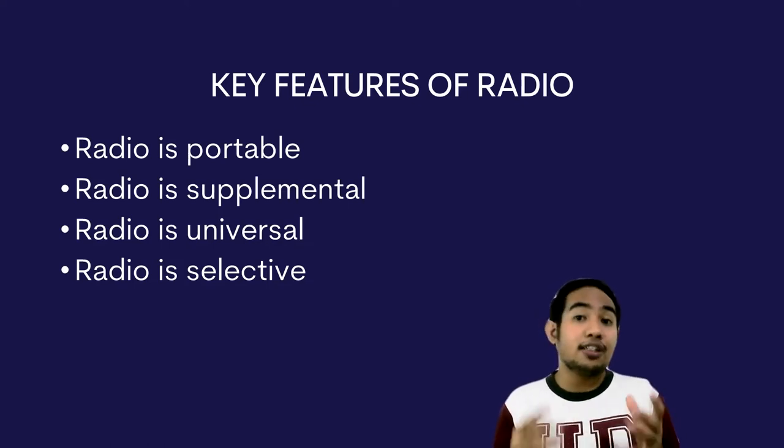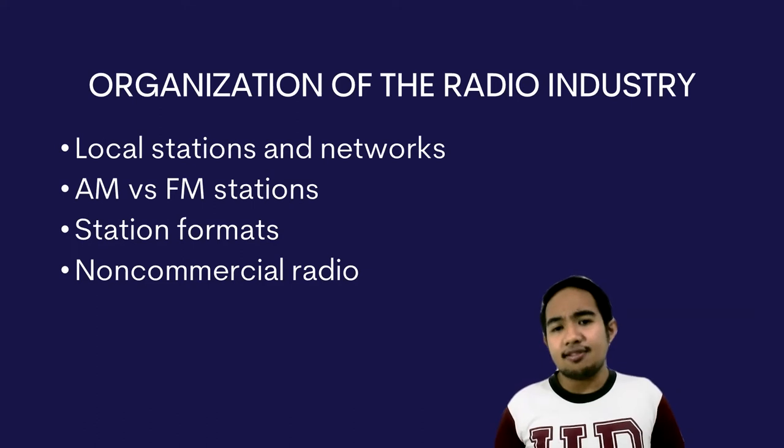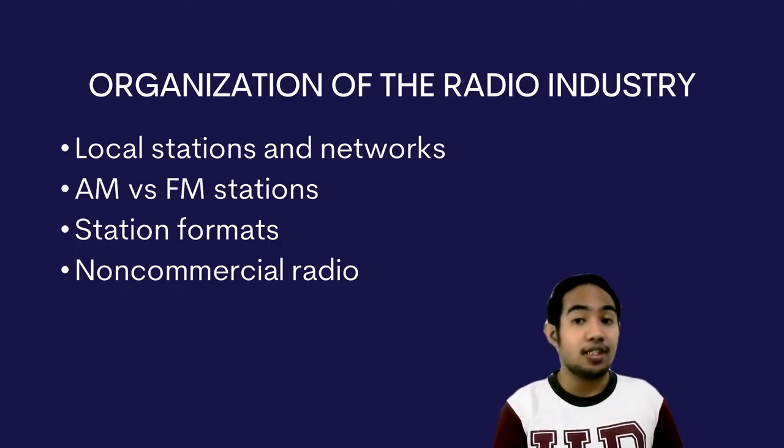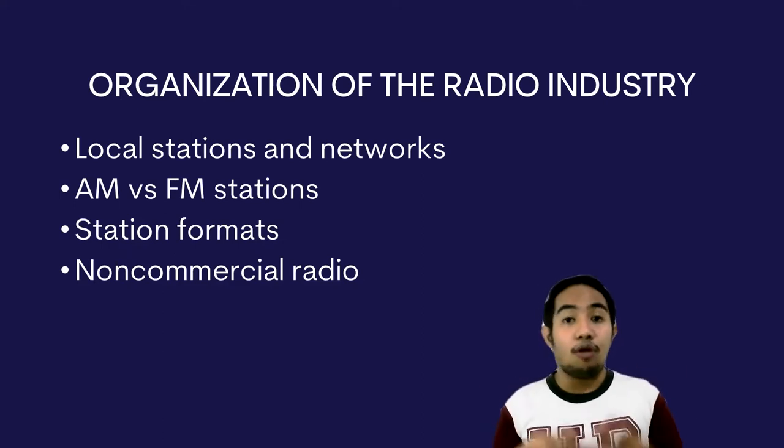For the listeners, radio can be personal, as they can go to their preferred station to listen to their preferred or favorite format. So the radio industry is composed of local stations and networks, AM and FM stations, station formats, and also non-commercial radio. Let's talk about them one by one. First is local stations and networks. So local radio stations operate in cities, provinces, or barangays, while networks are large stations that have wider reach, so they can cover the whole country or a particular region or provinces.